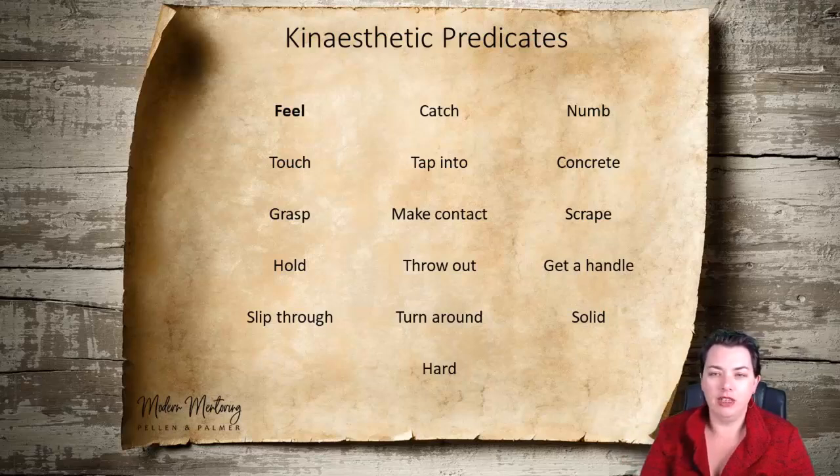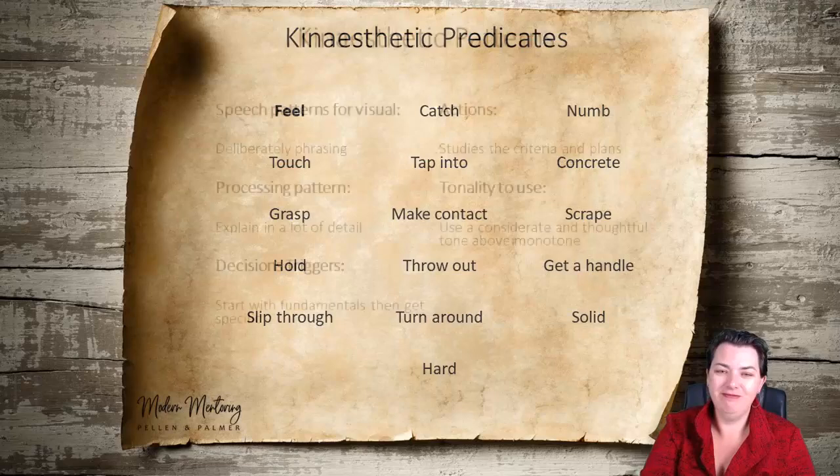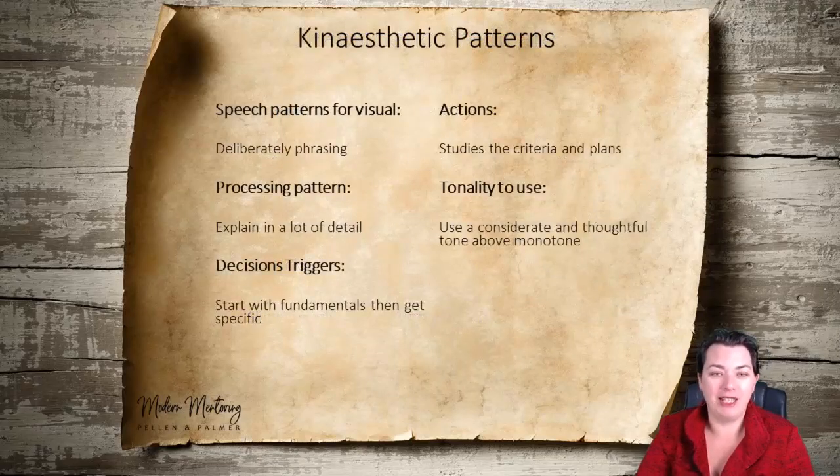They'll turn around and say something's hard. They're numb. They're like, "It's a concrete situation. There is no way around this argument. Oh, I just scraped through with the tiniest of measures, and I tried to get a handle on it," sort of thing. Or they'll stand there and go, "Yeah, that's a solid piece of information." That's a kinesthetic learner.